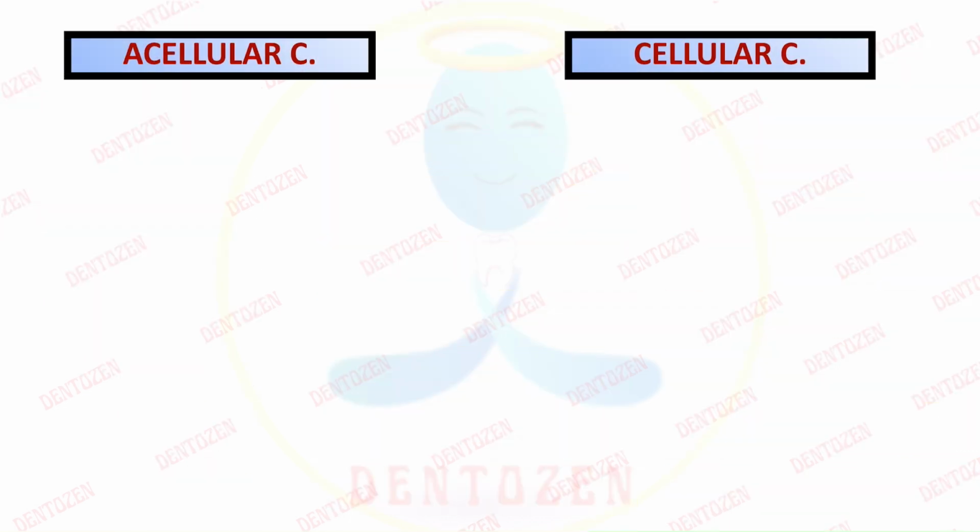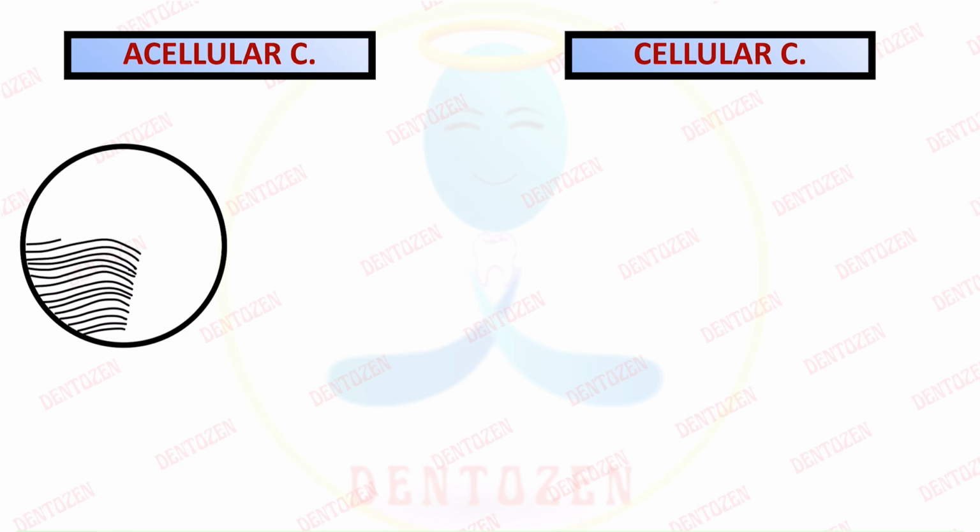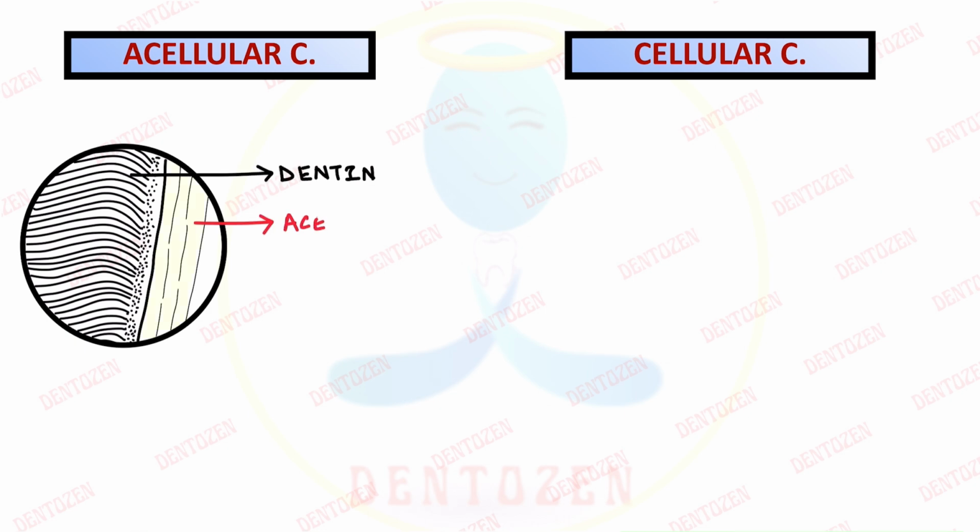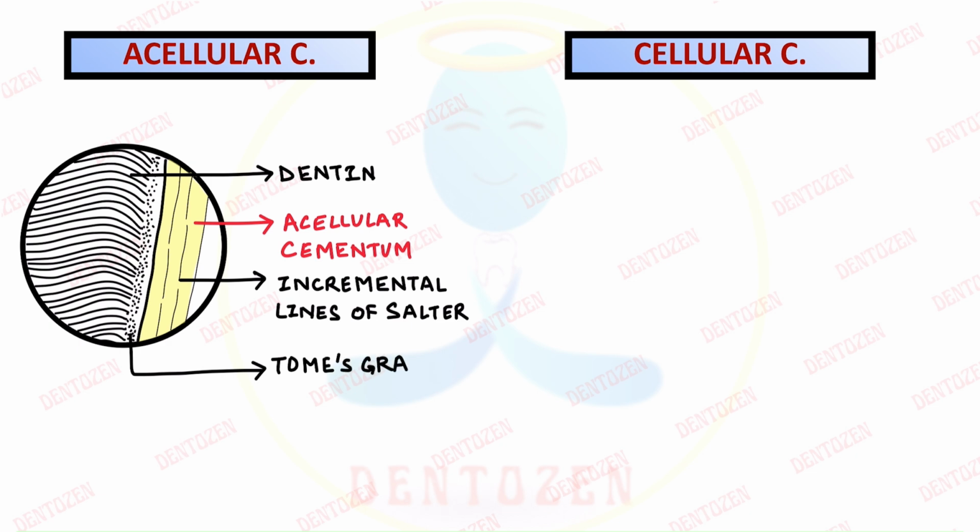Now the diagrams. For acellular, first we'll draw the S-shaped dentinal tubules. Next to that we have Tomes' granular layer. Outside of that we have cementum in which there are no cells, so it is acellular cementum, and incremental lines which are closely placed. These are the incremental lines of Salter. We'll do all the labels: dentin, acellular cementum, incremental lines, and Tomes' granular layer. Now let's talk about the cellular.